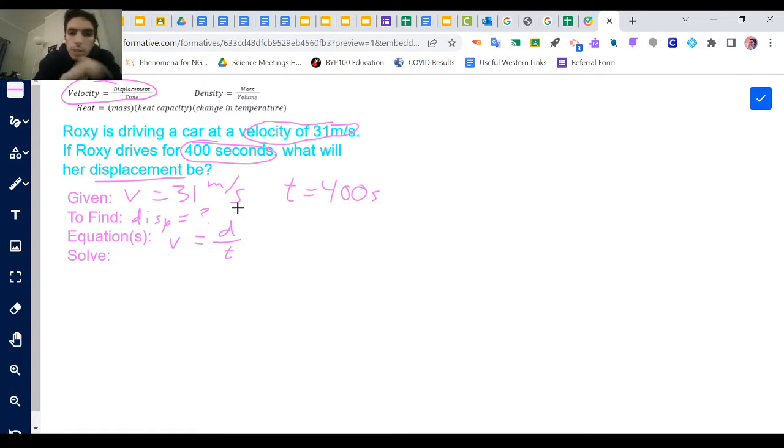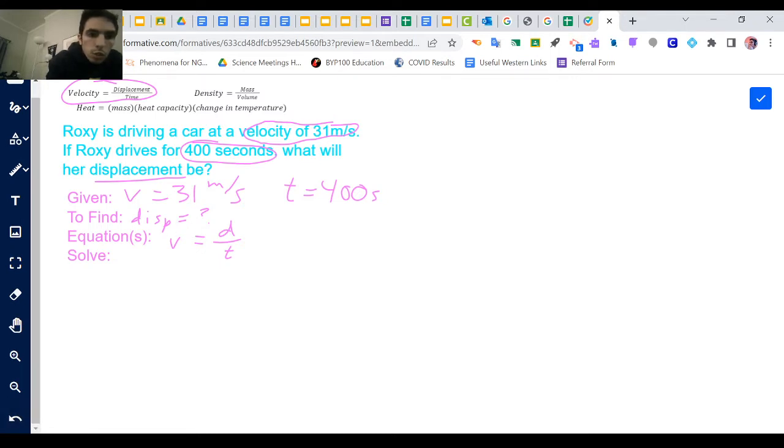And an important first step in solving this is just plugging in our given information into this equation that we've identified. So for example, I'm going to put this 31 meters per second in for our velocity. Let me make that a little bit neater. And then we're going to plug our time in where that is in this equation that we identified. So just rewriting this equation, 31 meters per second is equal to whatever the displacement is. So I'm just going to leave that as d for displacement. And then we do know the time, 400 seconds.